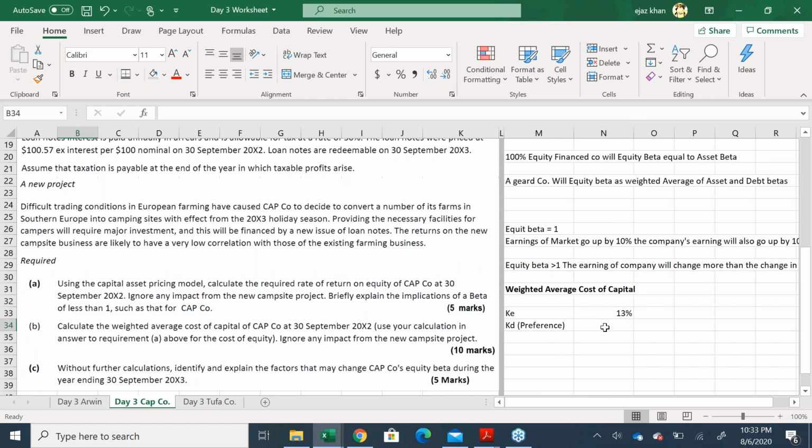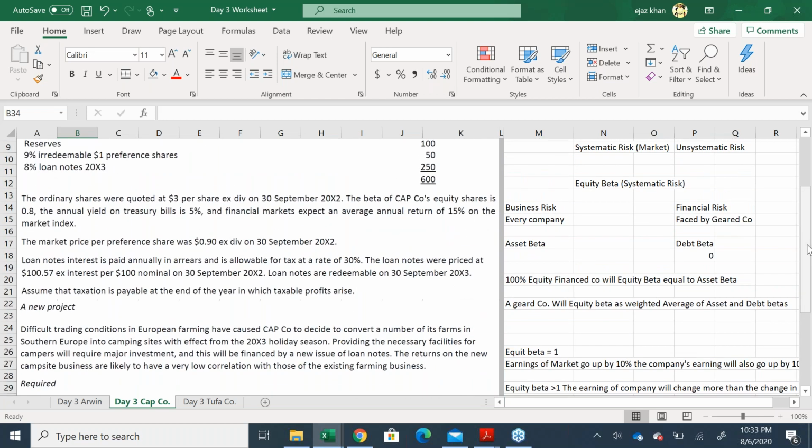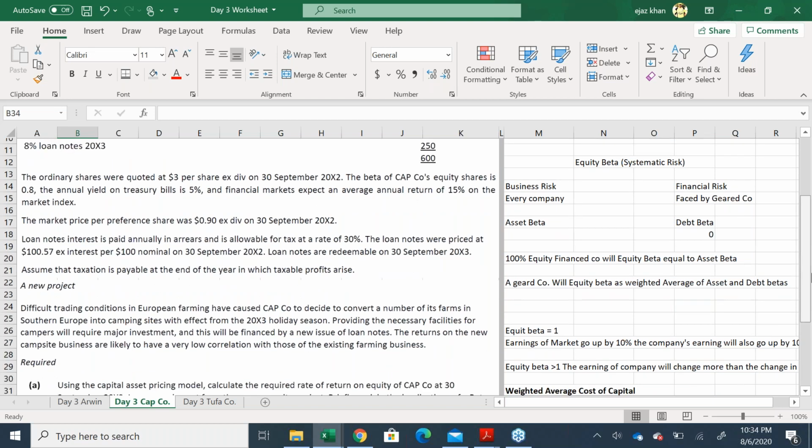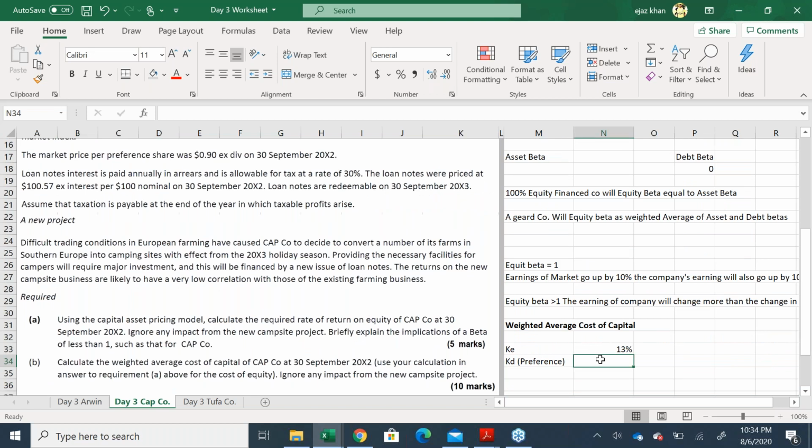So let's first see what's the price of the share. Ordinary share price were quoted at $3. We don't need ordinary shares, we need preference shares. The market price per preference share was $0.9 ex div. Okay, it was $0.9, and 0.09 is the interest against 0.9.